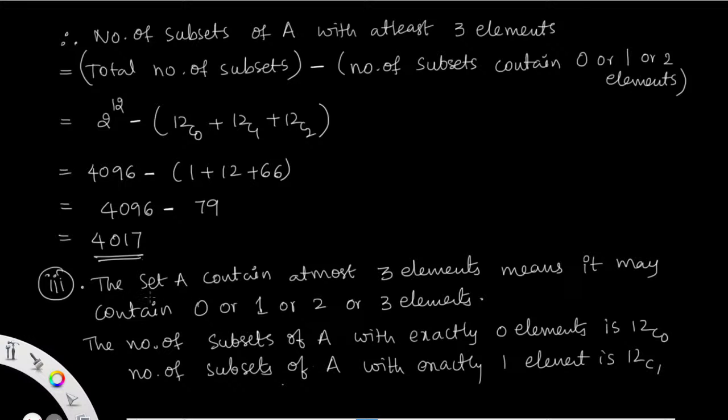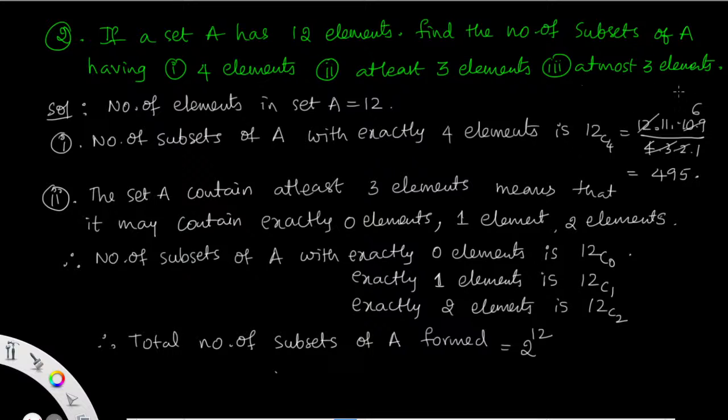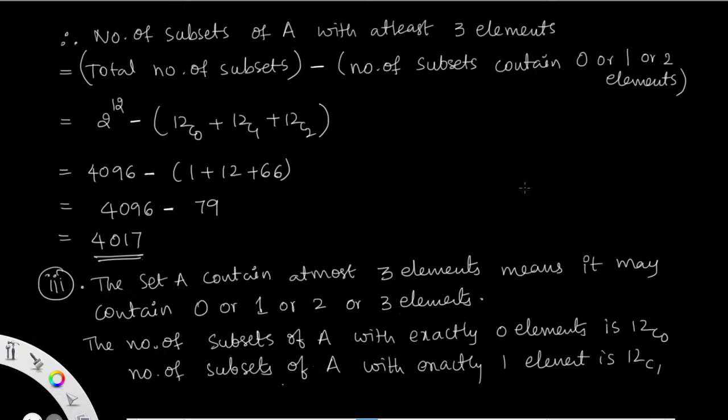Now the next question is at most 3 elements. We have to learn the difference between at least and at most. At least means 3, 4, up to 12. But here at most means the set may contain 0 or 1 or 2 elements, up to 3.